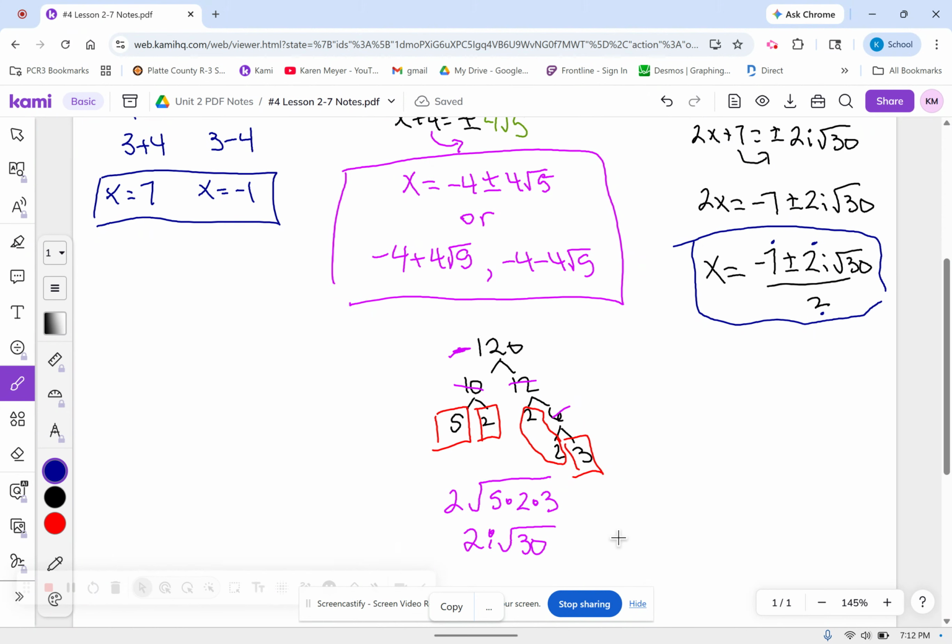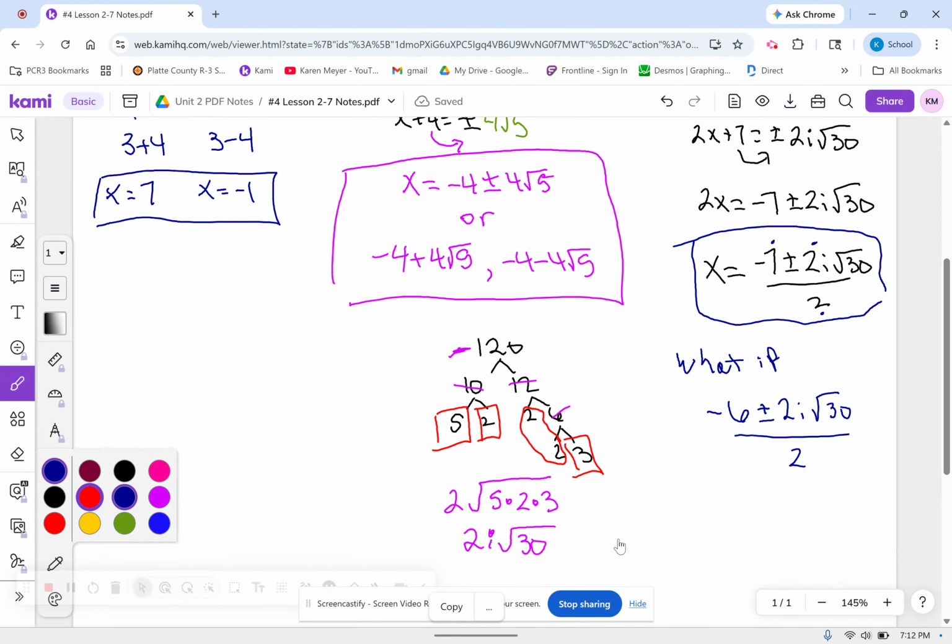Okay, but let's do the what if game. What if, what if, what if? I love to play the what if game. So what if this was my answer? What if I had negative 6 plus or minus 2i square root of 30 all over 2? Okay, then remember you're looking at our, I don't know if you want to call it like a nacho, but you're looking at this triangle right here. Some people want to call it like a slice of pizza. I don't know.